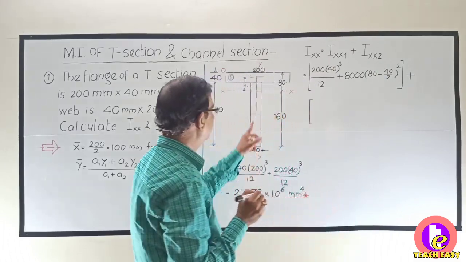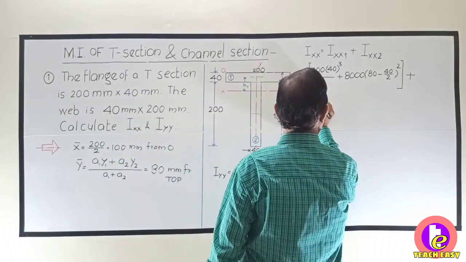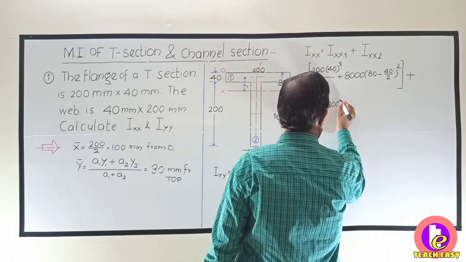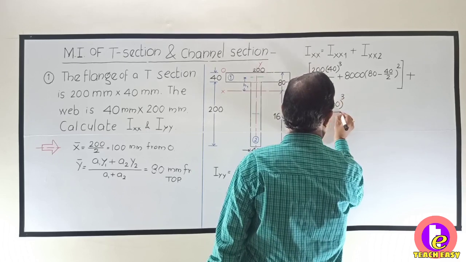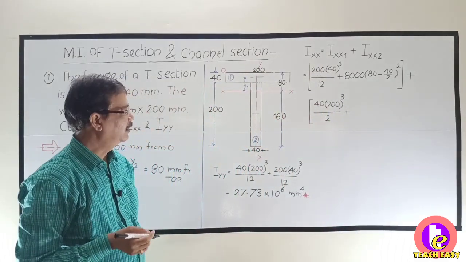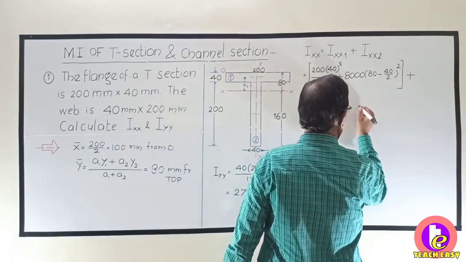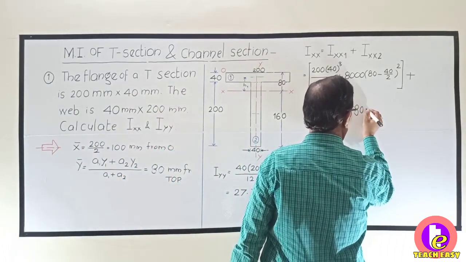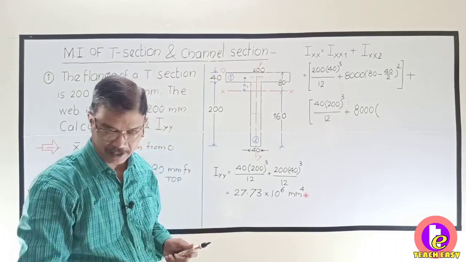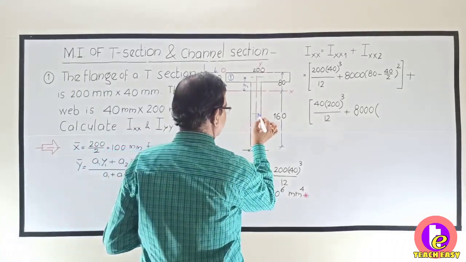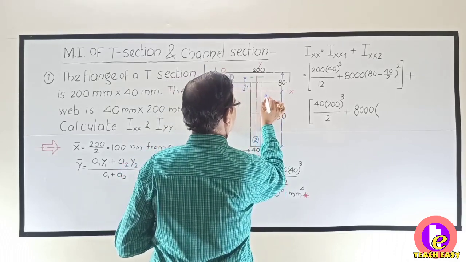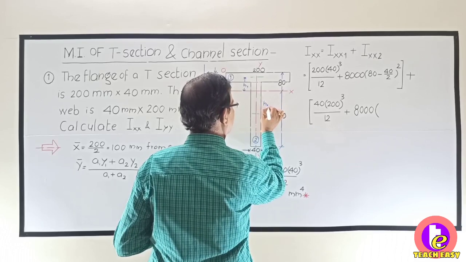What is self moment of inertia of second rectangle? BD cube by 12. What is B? B is 40. What is D? D is 200 cube divided by 12 plus area. What is area? It is again 200 into 40. So it will be definitely 8,000 into h square. Let us again see what is h. This is x-x axis of the second part. This is x-x axis of the total section. So this will be the value of h, that is h2.